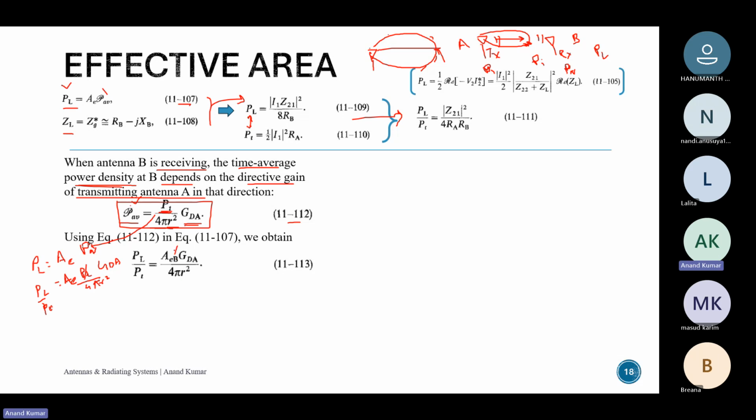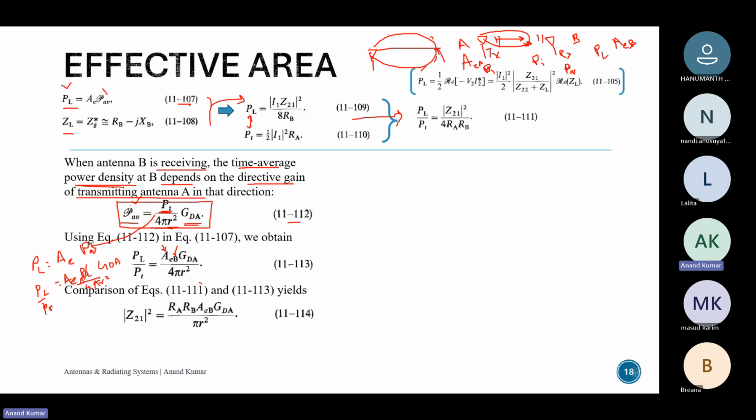And notice the subscript B which is added over here. So right now we're calculating the effective area of antenna B. When we calculated the effective area for A, it was AEA, and over here we are using the notation effective area for B, AEB, G dA upon 4 pi r square.